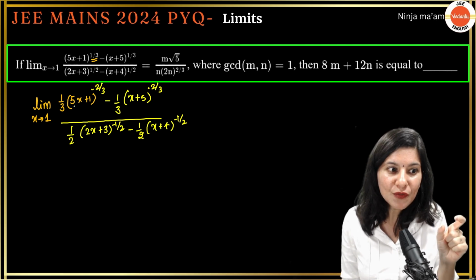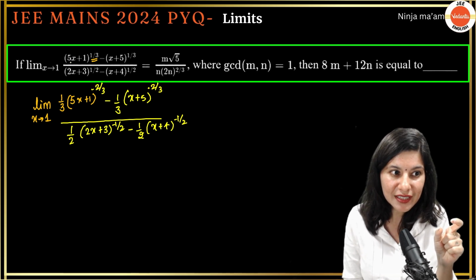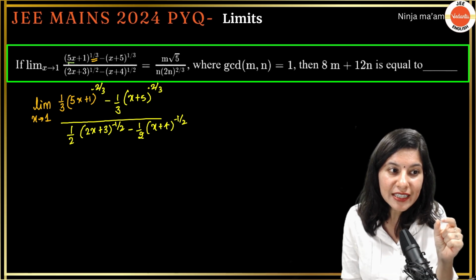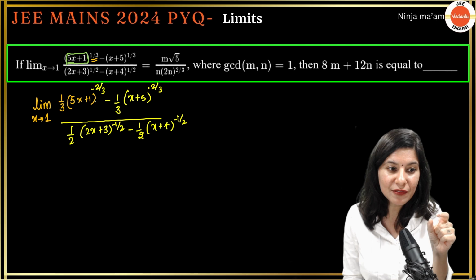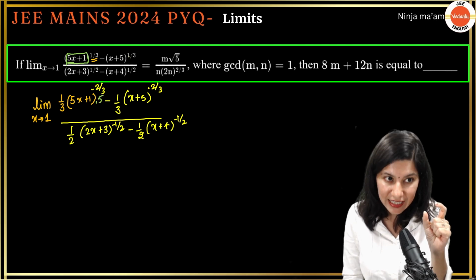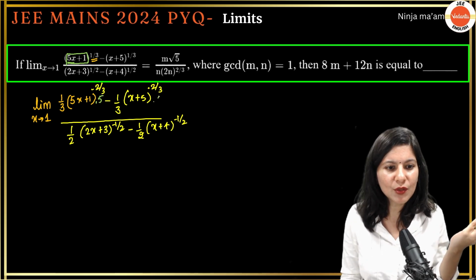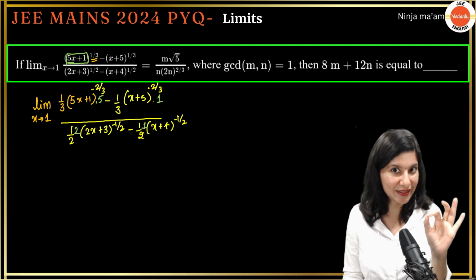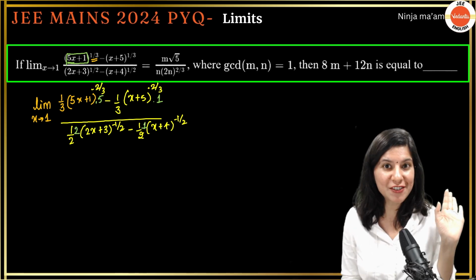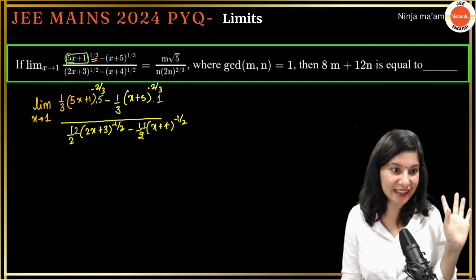So in chain rule, what we do is, if I want to differentiate this, I have to differentiate this inside function also. 5x plus 1, if you differentiate, you will get 5. X plus 5, if you differentiate, you will get 1. And here you will get 2, and here you will get 1. Okay, special attention to this. Do not make any mistake like this.